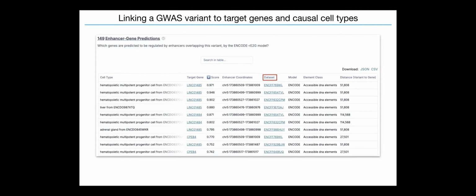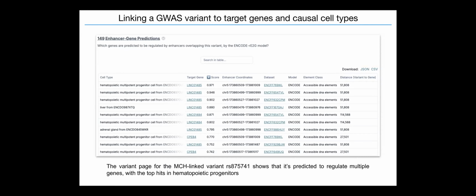A link to the data set. In this case, for the ENCODE E2G model, that will take you to the ENCODE portal, allowing you to look at the exact input data that was used to make the predictions, information on the model used, as well as the type of element that this model models, as well as the distance of the variant to the gene, which is useful for any sort of biological interpretation. We also allow you to download that table easily as, for instance, a .csv file, which you can use for more advanced queries and downstream analysis.